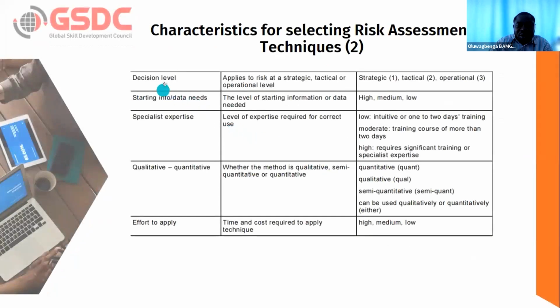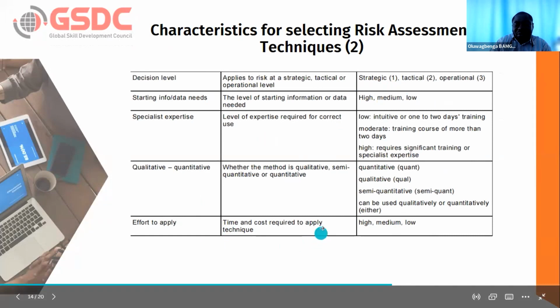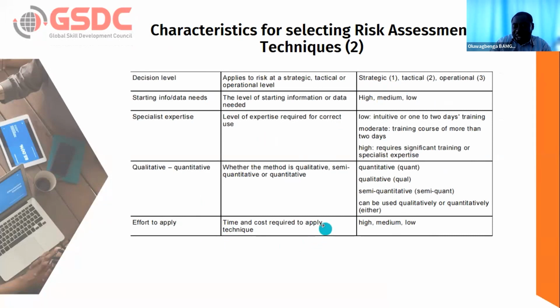Then we also have the decision level, okay, which is also another characteristic. Most times you look at that from the strategic, tactical, operational side. Then the starting information, we mentioned that. Then if there's going to be an effort to apply, time, costs, okay, you also determine that. A lot of some of these characteristics, we need to make sure we build them into what we are doing, especially at the planning of the assessment phase of the risk assessments.